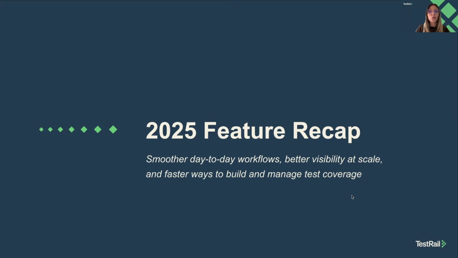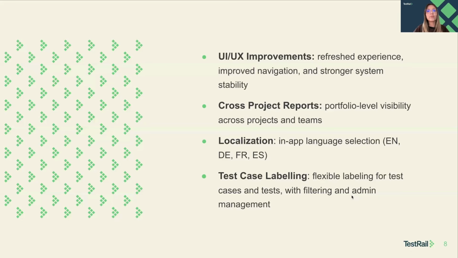And as you said, and very well, we'll start with a quick 2025 feature recap. Over the last year, we have delivered very important improvements across three main areas of TestRail: smoother day-to-day workflows, better visibility at scale, and faster ways to build and manage test coverage. We started 2025 with a major UI, UX, and accessibility improvements release, including a refreshed experience, improved navigation, and keyboard support, alongside system stability enhancements.